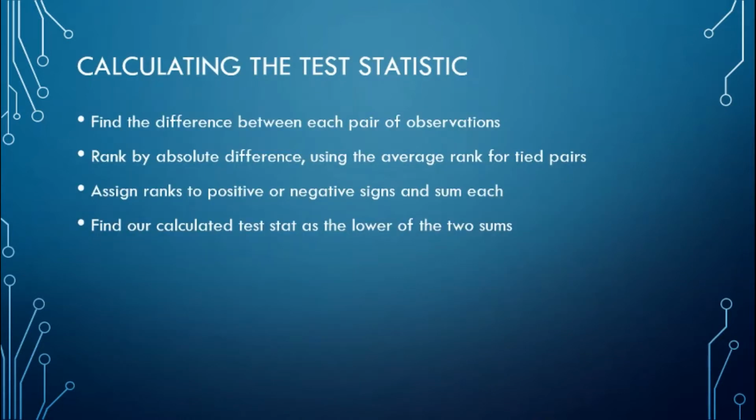Now we're on to calculating the test statistic, and here are our steps to do that. First, we'll find the difference between each pair of observations. Then we'll take the absolute value of each difference, and we will rank our paired observations from lowest to highest, using an average rank for tied pairs, which we'll go over in a minute. After this, we'll assign our ranks to positive or negative signs and take the sum of each, so the sum of positive signs and the sum of negative signs. Finally, we'll find our calculated test statistic as the lower of these two sums.